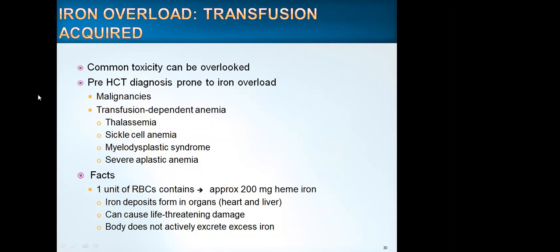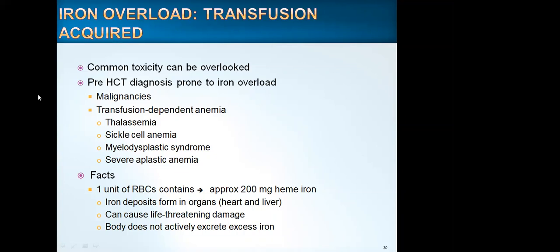Pre-SCT diagnosis: usually in pre-SCT we will see malignancy and transfusion-dependent conditions like thalassemia, sickle cell, severe aplastic anemia, and MDS. These are the conditions we will see. And the facts are that 1 unit of RBC contains approximately 200 mg of iron, which deposits in the organs.